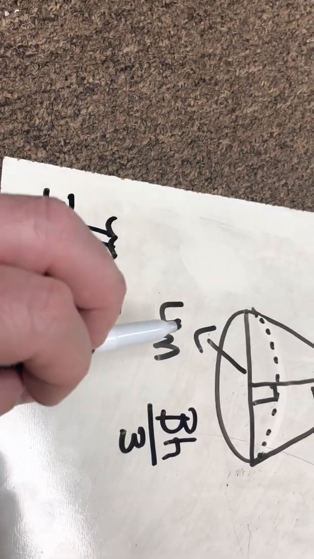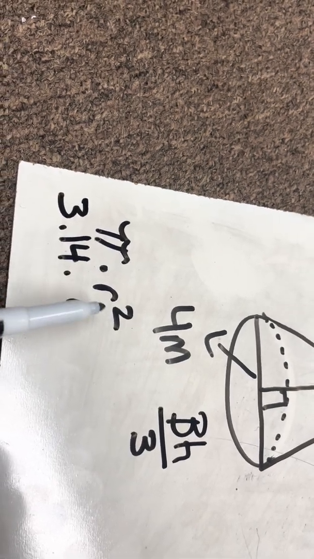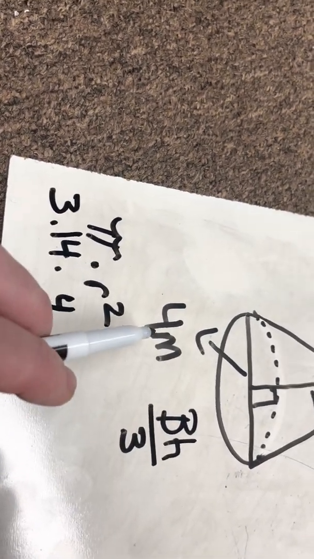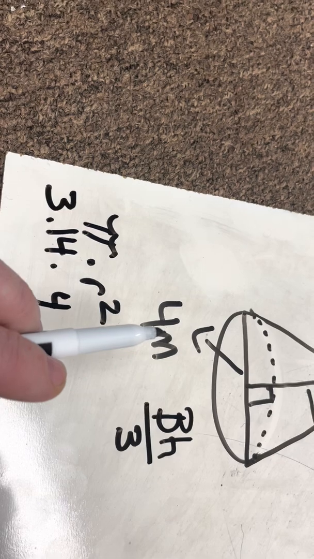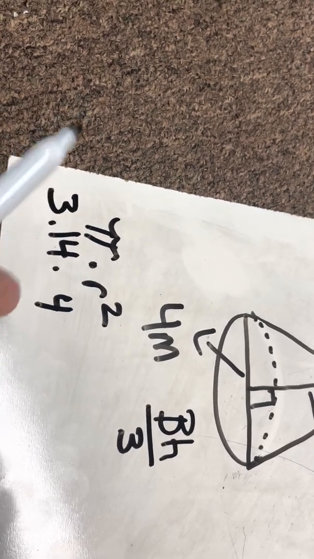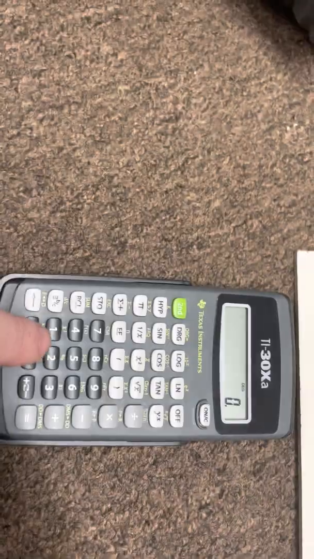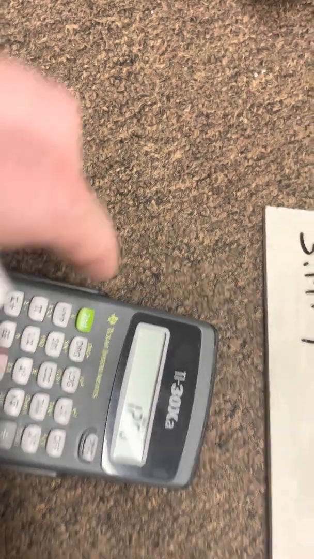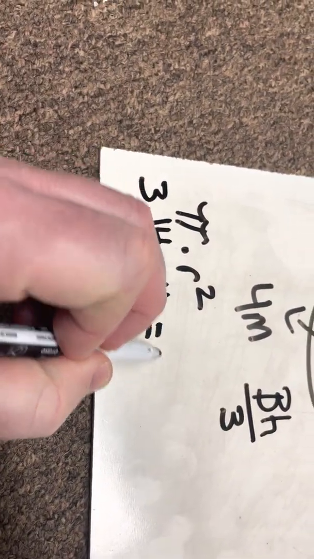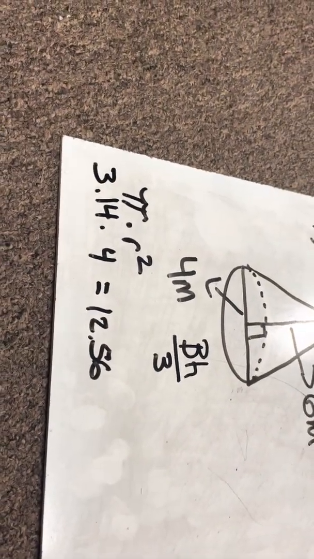Now, I don't want you to confuse this again with diameter being radius times 2. R squared does not mean radius. In this situation, radius is half the distance across the circle, so it would be 4 divided by 2, which is 2. And then when I square 2, 2 times 2, I get 4. So when I take 3.14, or pi, times 4, it equals 12 and 56/100. So that's the area of the base.